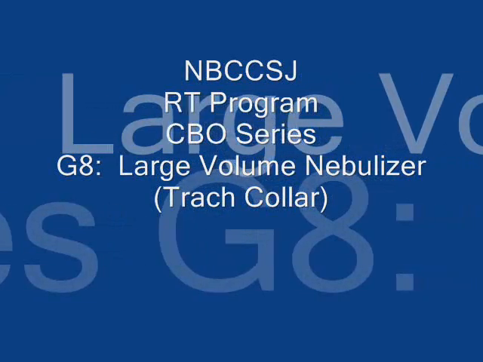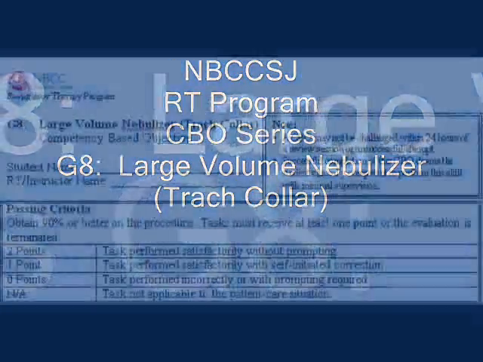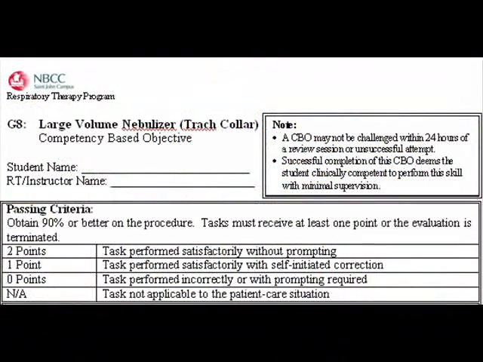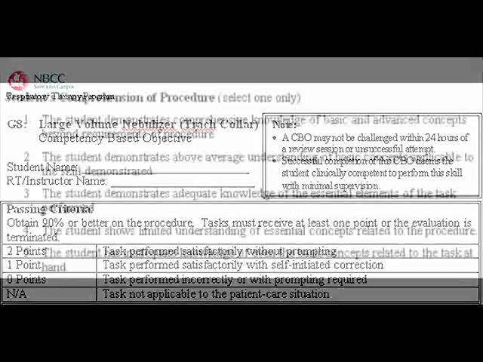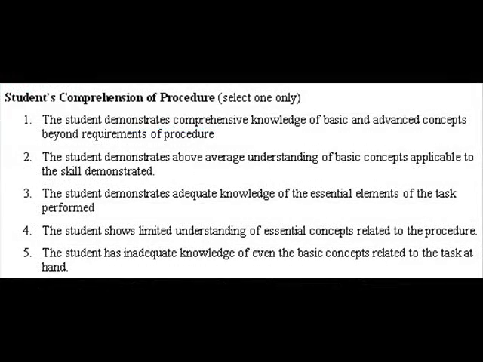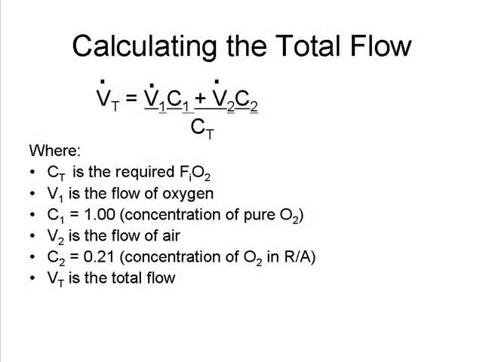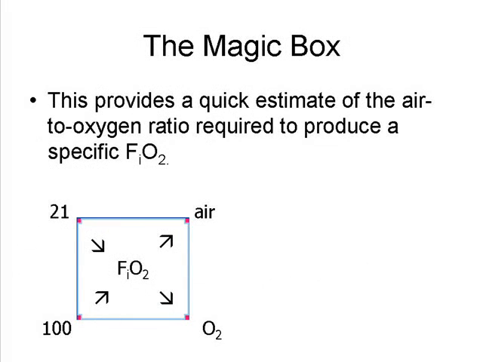G8. Large volume nebulizer, trach collar. The student is encouraged to review the criteria that is listed on the G8 competency-based objective. An additional aspect of review would be the total flow calculation, as well as air entrainment ratios, prior to challenging the CBO, as this may form part of the theory testing.